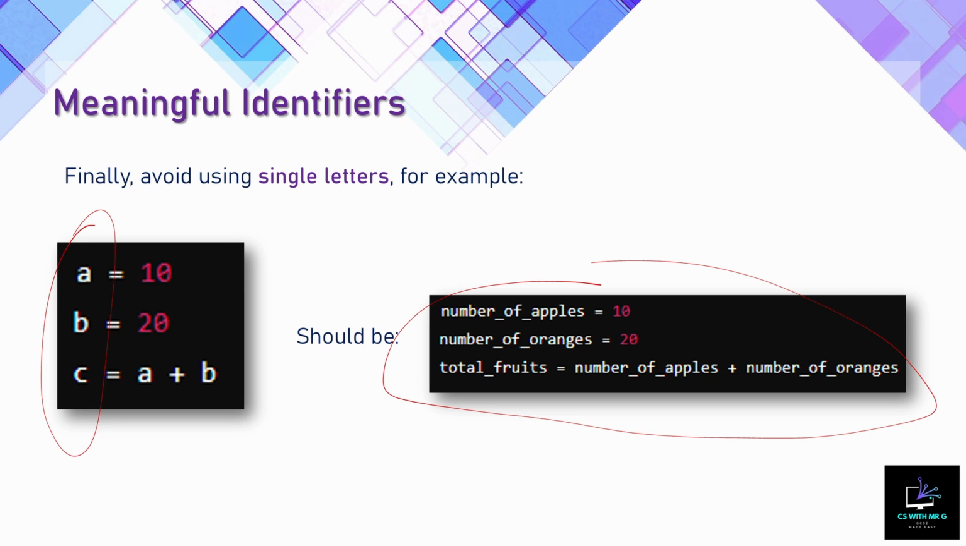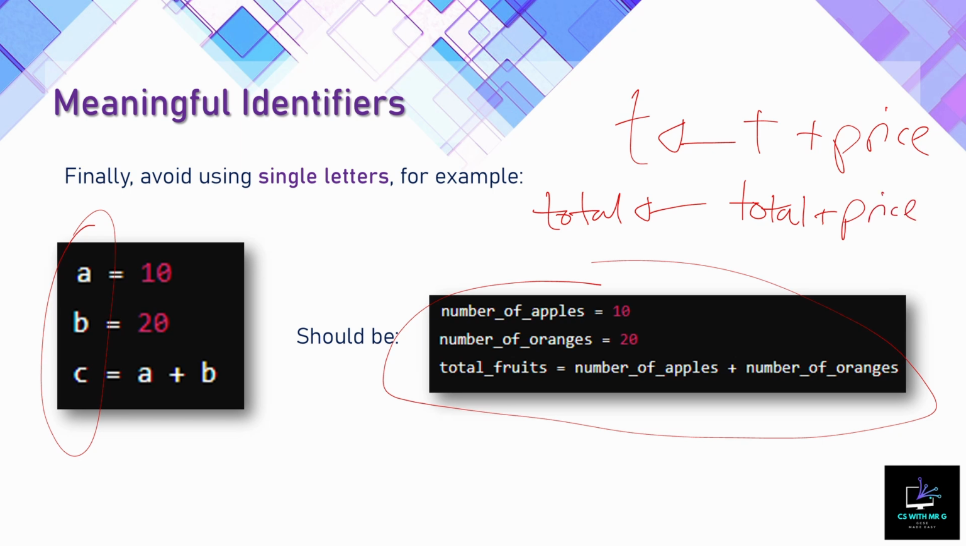If there's a total algorithm in the code given to you that's represented by the letter T, a question could follow saying give a more meaningful name for this identifier. And if it was something like T becomes T plus price, you would say a better example would be total becomes total plus price. So this is just one example, guys, and we will see many of these examples when we practice past paper questions. But for now, meaningful identifiers is pretty self-explanatory, and hopefully you can understand what's going on.